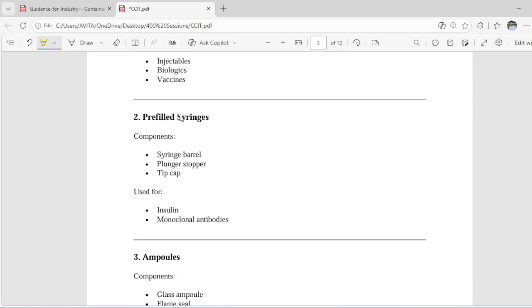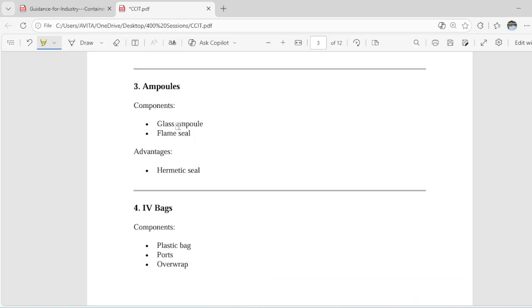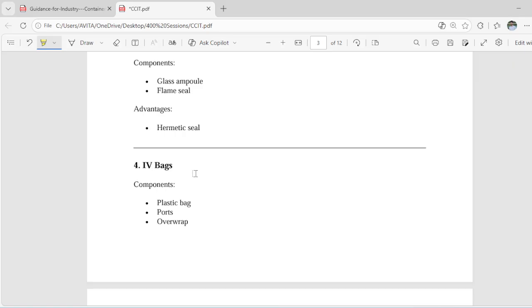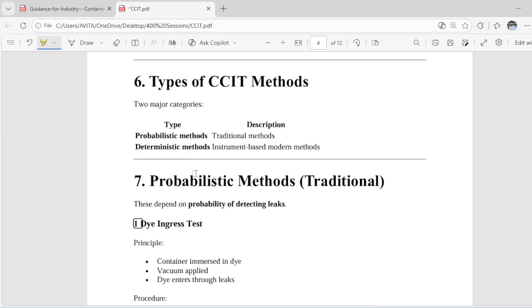Then we have pre-filled syringes, which have a pre-filled syringe barrel, plunger stopper and tip cap, and they are used for insulin as well as monoclonal antibodies. We also have ampules. Its components are the glass ampule and flame seal. It's flame sealed and hermetically sealed. This is an advantage. Then we have IV bags. Components are the plastic bag, ports, and overwrap.